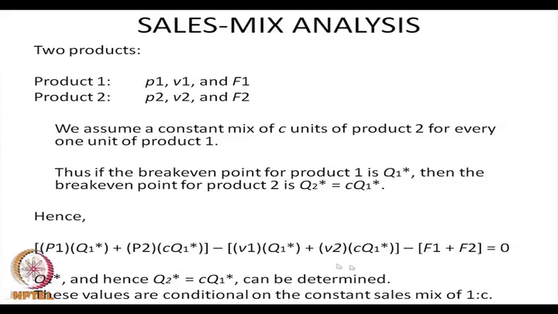minus the total cost. In the total cost, we have the fixed cost F1 and F2, they are subtracted straight away, and then we have the variable cost V1 and Q1 star plus V2 into Q2 star. Now, Q2 star once again is equal to C Q1 star. So, we write here C Q1 star, this is equal to 0.